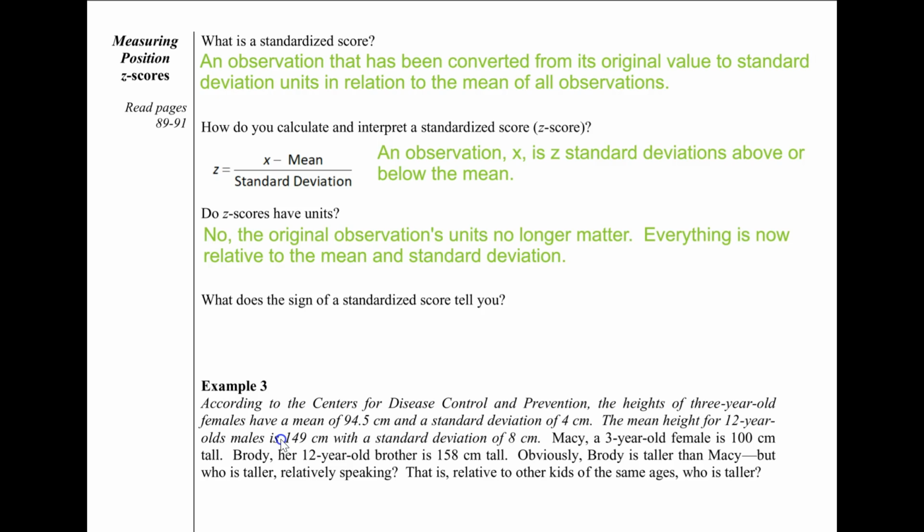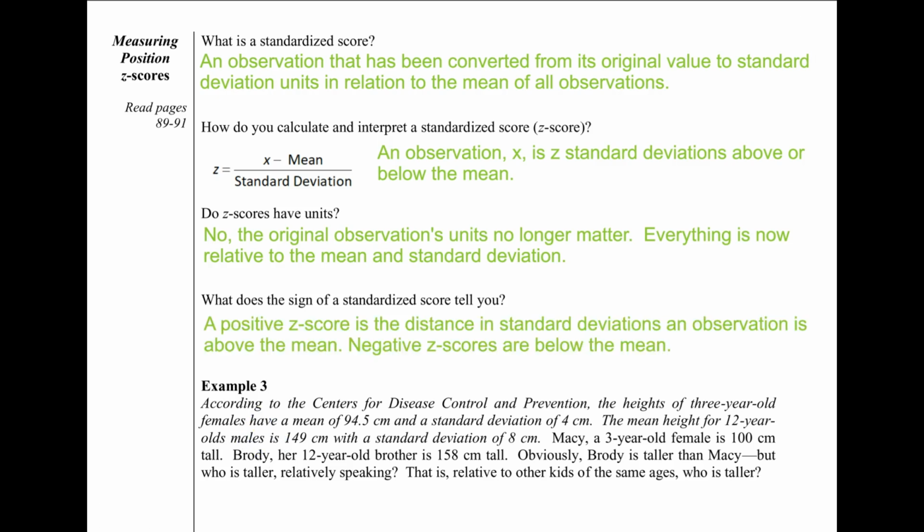Okay. Last thing, what does the sign of a standardized score tell you? A positive z-score is the distance in standard deviations an observation is above the mean, and a negative z-score, of course, would be below the mean. So pretty simple. You can get negative z-scores, so that just means your value fell below the average, the mean. All right, let's take a look at an example, and I think it'll bring it all together for you.